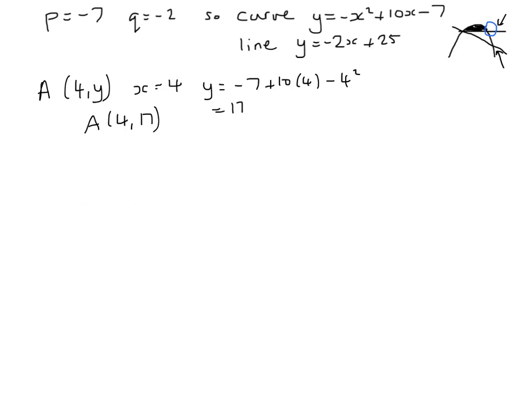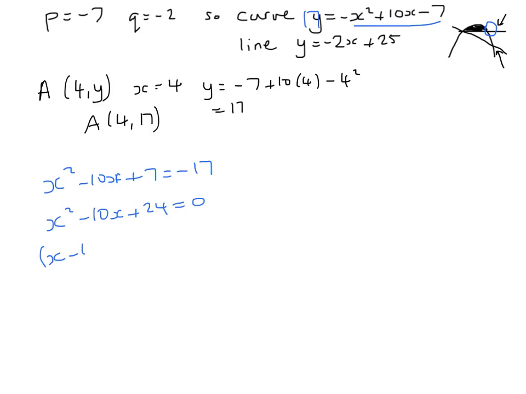Now thinking back to our original equation, we've got minus x squared plus 10x minus 7, which is equal, of course now we know, to 17. Just to make life easier, I'm going to get a positive x squared. So x squared minus 10x plus 7 is equal to minus 17. So x squared minus 10x plus 24 is equal to 0. And if we factorise that, we get x minus 6, x minus 4 is equal to 0. Now of course we already knew that one of the roots was 4, but we've now got our second root.